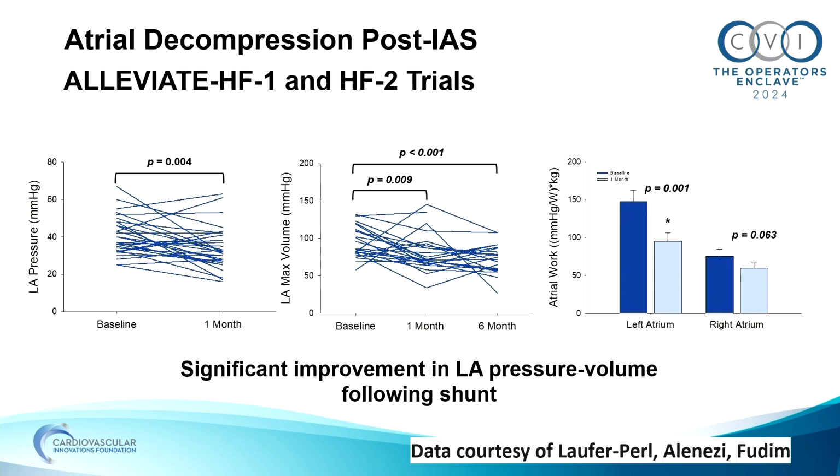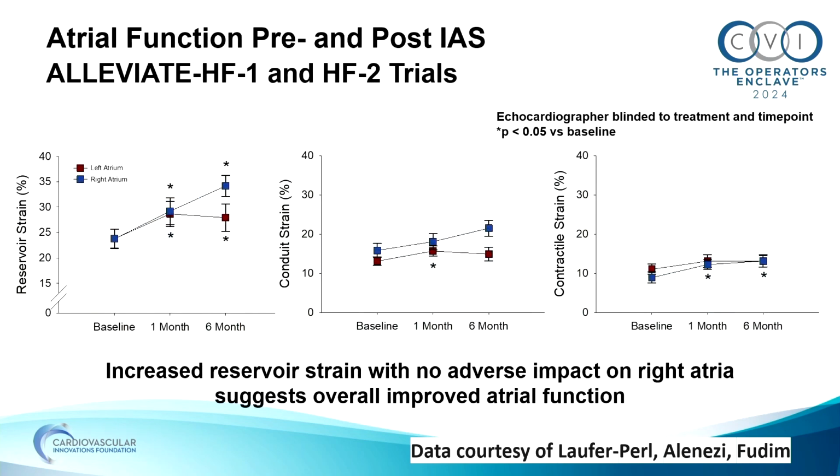Left atrial pressure on your left, with a reduction at 1 month after intraatrial shunting with no implant. LA maximum volume reduced at 1 month and 6 months, and the atrial work, I don't know how, I'm not an echocardiographer, don't know how that's done, but down is good, so there's less atrial work 1 month after the shunt than there is beforehand. So all favorable effects on different measures of left atrial structure and function following a no implant intraatrial shunt.